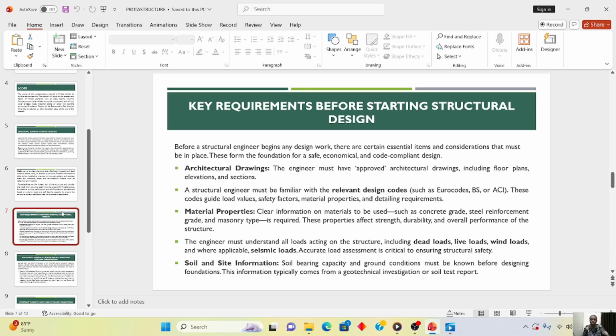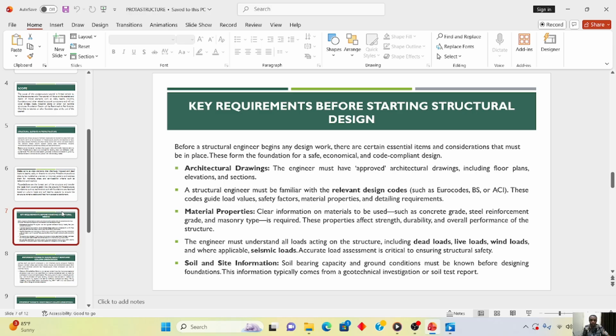Now, a structural engineer must be familiar with relevant design codes, such as Eurocode, BS, ACI. These are codes that guide loads, values, and safety factors, material properties, and detailing requirements. It's important that you are familiar with such codes. Like in Nigeria, I'm very sure that if you have gone for a civil engineering course, there's no way you would not have been acquainted with the BS code. So that is the code we'll be using, particularly in this tutorial.